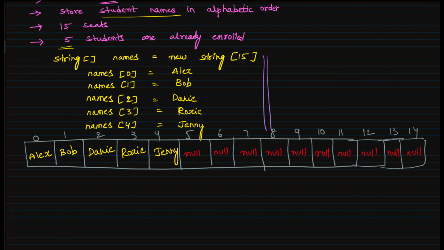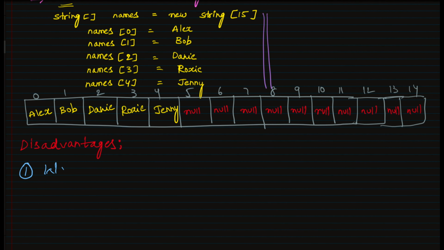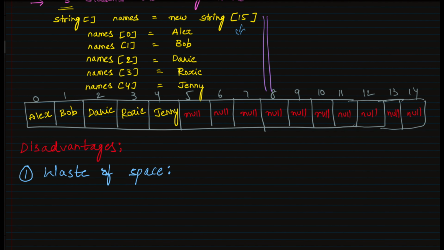So now let's talk about disadvantages. First one is waste of space. Here we are giving a total of 15 seats, in which 5 seats are already filled. So this is fair enough. What about the remaining 10 seats? 10 seats are vacant, and assume that no one joins even after this.